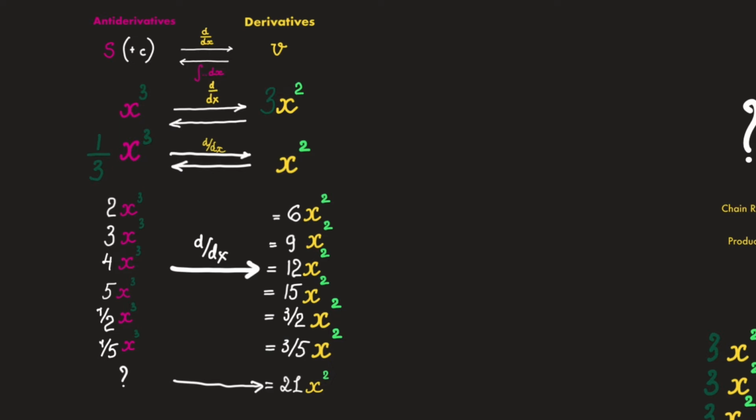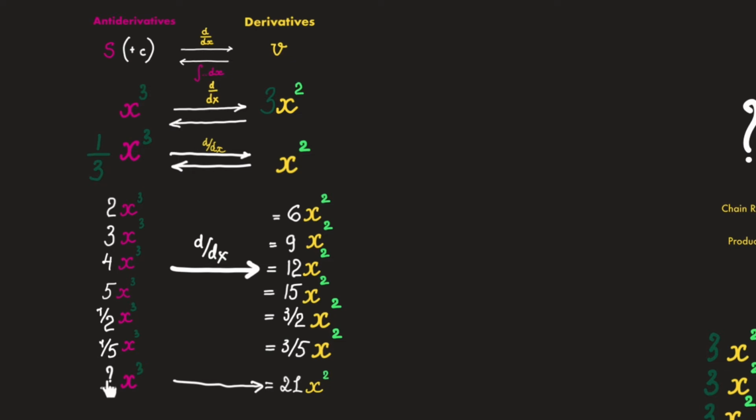Then tell me, differentiating which function gives you 21x squared? Or in other words, what's the antiderivative of 21x squared? Or to make it even easier, I tell you that up to a constant, this must be of the form some number multiplied by x cubed.